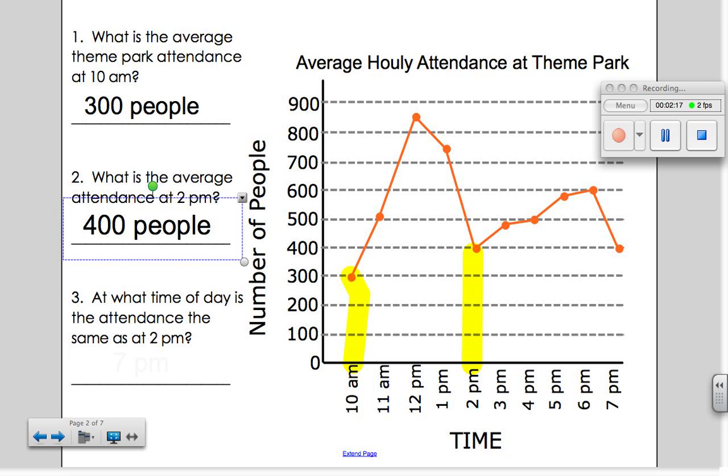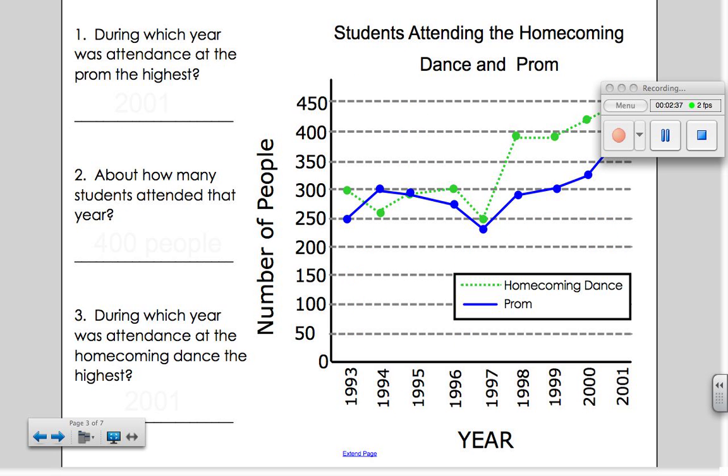Number 3, at what time of day is the attendance the same as at 2 p.m.? Well, we know at 2 p.m. there were 400 people. So this time we can look across the line marked with the 400 and notice that at 7 p.m. there are also 400 people. Let's try another one.